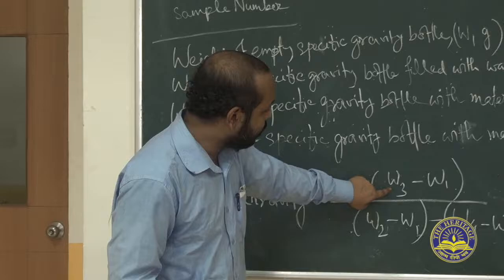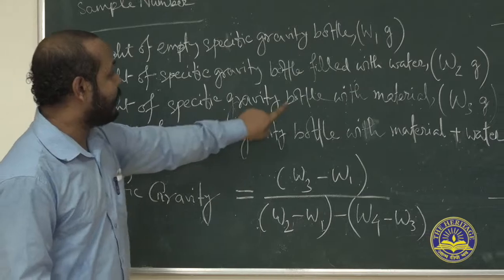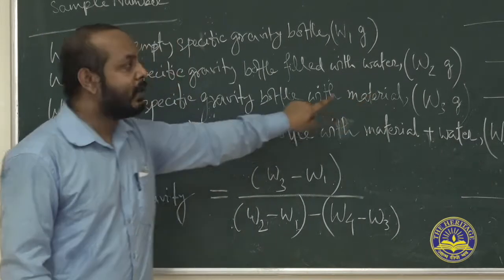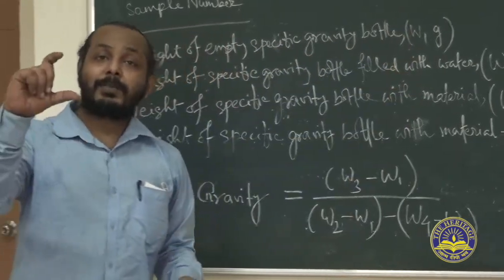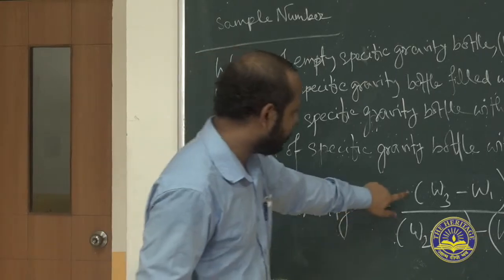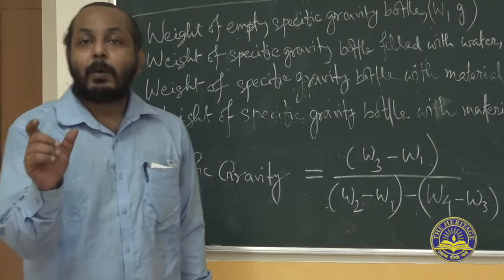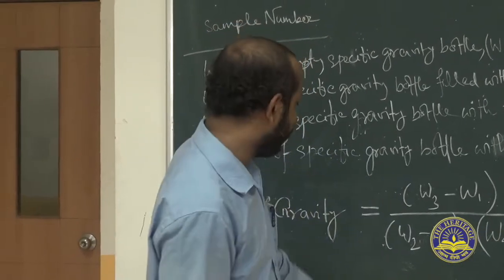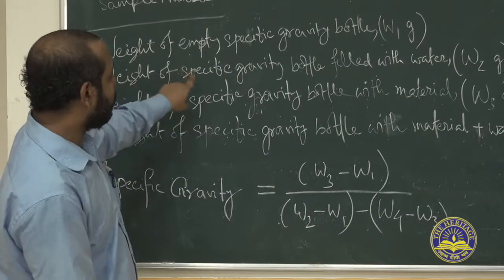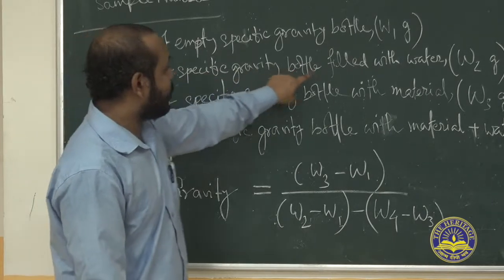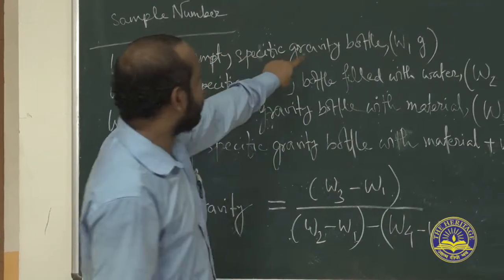So W3 minus W1, what is it? W3 is the weight of the specific gravity bottle with material, minus the weight of the empty specific gravity bottle. That gives you the weight of the binding material. This is divided by the weight of the water of the same volume. So W2 minus W1, what is that? W2 is the weight of the specific gravity bottle completely filled with water, minus the empty weight of the bottle.